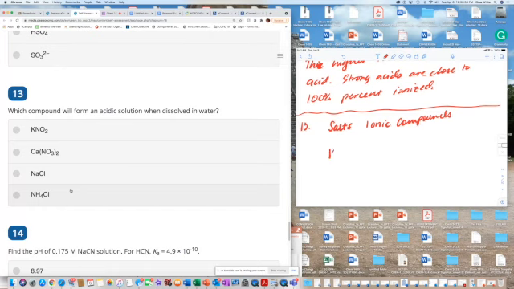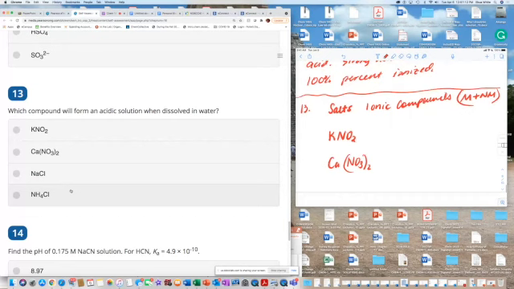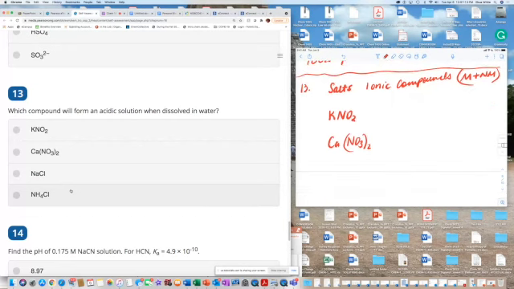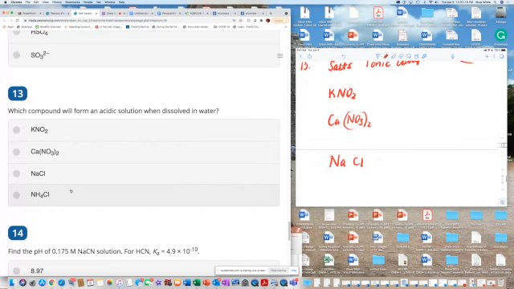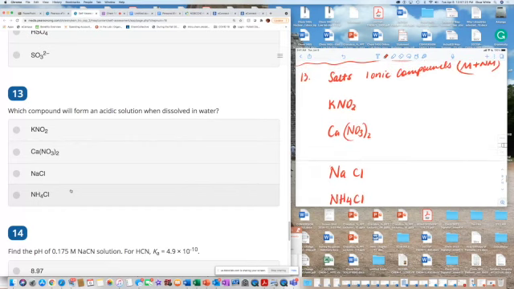So you have potassium nitrite: metal, nonmetal, in that order, most of the time, right? Calcium nitrate: metal, polyatomic nonmetal. Next one, sodium chloride, ammonium chloride. What was the question again? Which will form an acidic solution when dissolved in water?